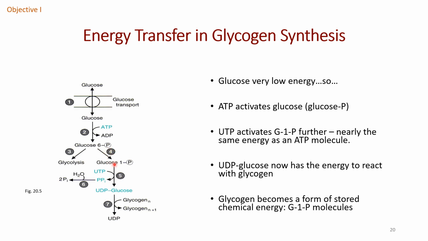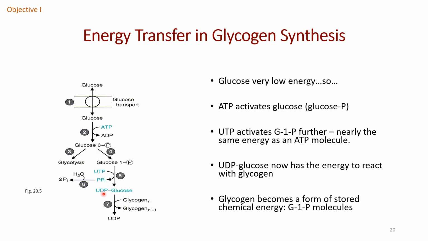And then you take that glucose 1-phosphate and you react it with UTP, just like we saw in the previous slide. You're going to knock off an inorganic phosphate, but in the process, you are going to create that UDP glucose molecule. And meanwhile, that pyrophosphate is going to be hydrolyzed, and you'll get two inorganic phosphates there.